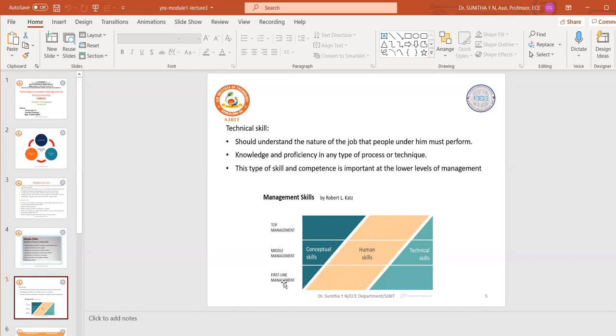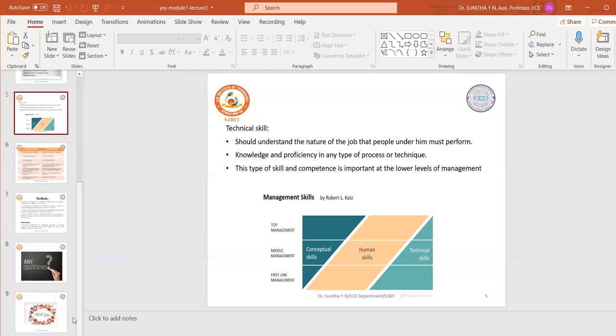In lower level management, you can see that conceptual skill is less, technical skill has more in this region, and human skill remains the same. So human skill is commonly possessed by all three managers, whether top layer, middle layer, or low layer. No matter in which layer they are operating, they should possess the same human skill, whereas conceptual and technical skill vary as their position varies. So this is a beautiful chart which needs no explanation, the management skill chart by Robert Katz.